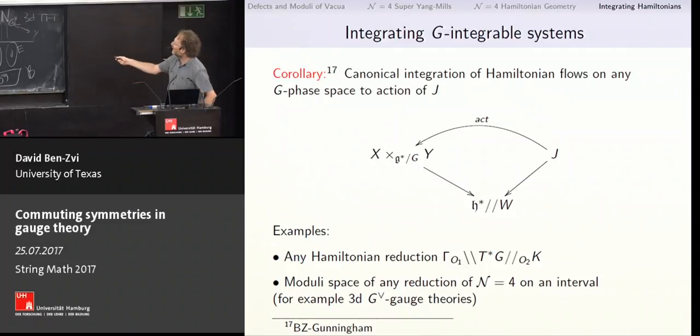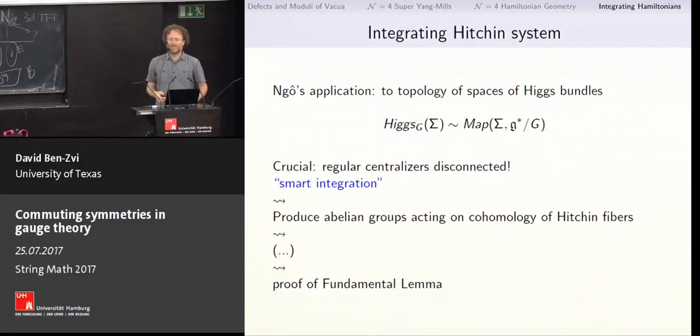So in particular, again, any Hamiltonian reduction of the cotangent bundle of G, or if you'd like the moduli space of any 3D gauge theory, 3D N=4 gauge theory, though for this you don't actually need Ngo because that only uses the regular locus. But you have a family of abelian groups integrating any of these Hamiltonian systems. Okay, so now I can finally get to, well, maybe I should mention what Ngo uses this for.